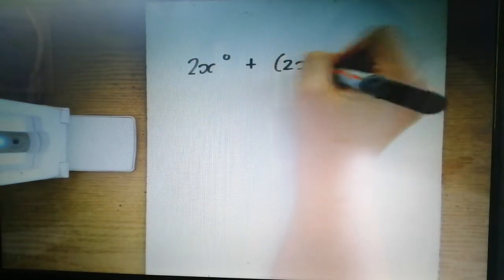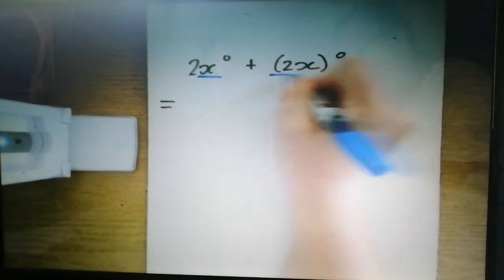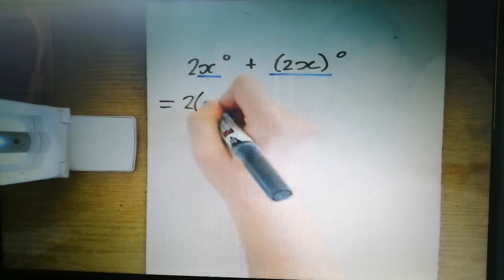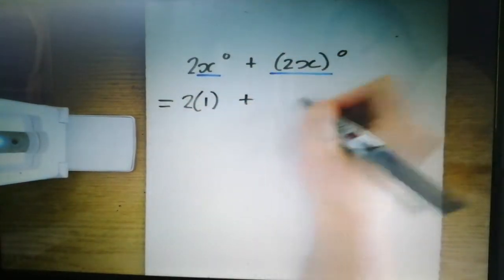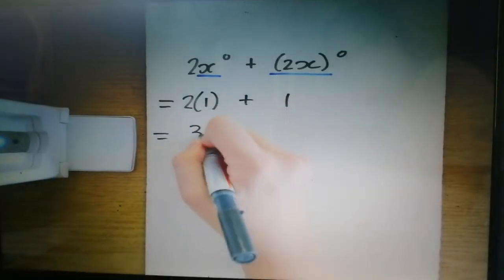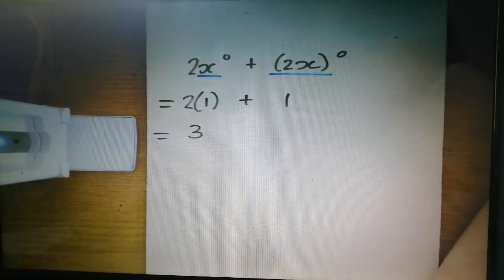Okay, so now I've got 2x to the power of 0 plus 2x to the power of 0. Who does this 0 belong to? Only the x, and to this whole thing. So here, the x becomes a 1, and over here this whole thing becomes a 1. 2 times 1 is 2, and 2 plus 1 is 3 would be my answer.